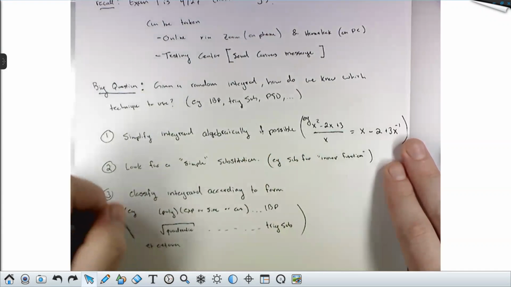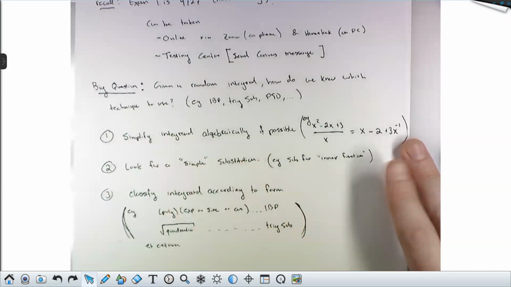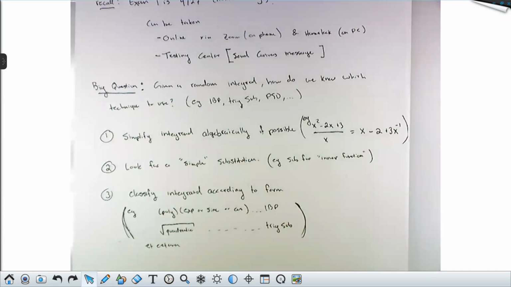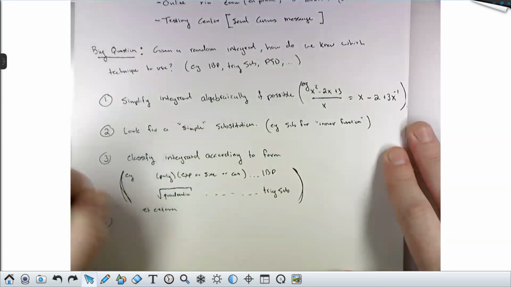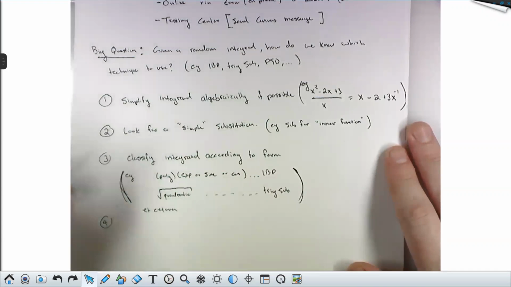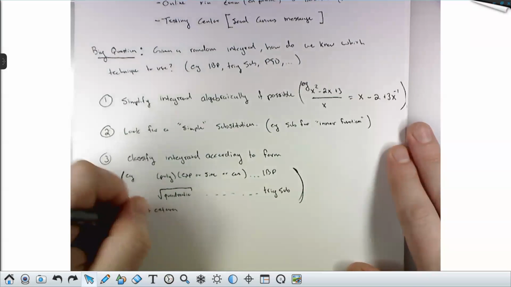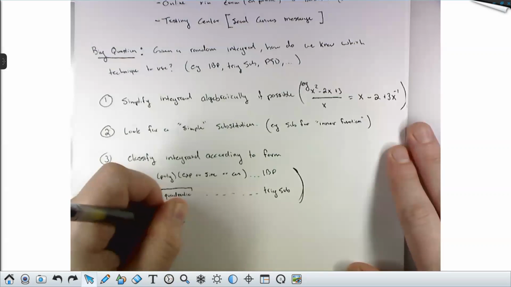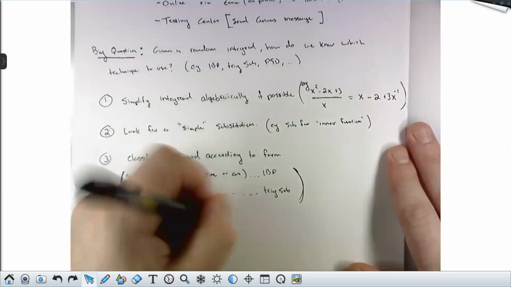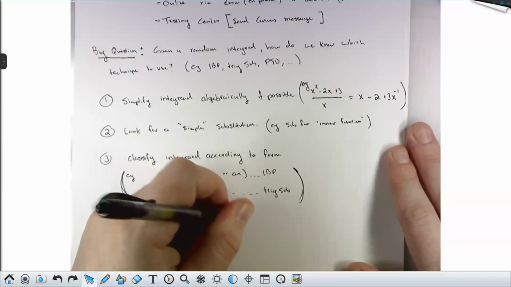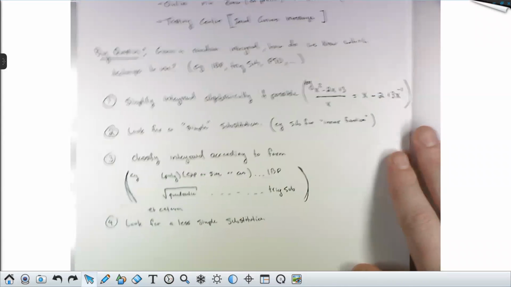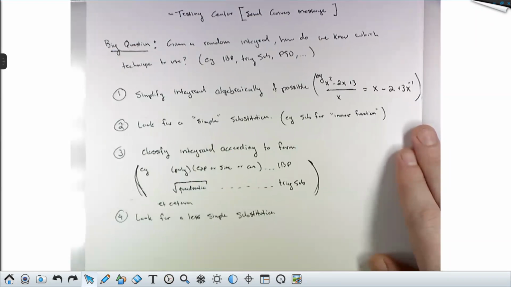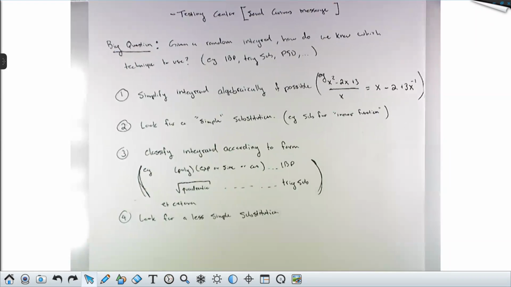Right, so try and see if that integrand looks like one of the integrands from the previous sections. Okay, and then you would apply that method. If none of this stuff appears to be working, then you want to look harder for a substitution. Look for a less simple substitution, maybe like a rationalizing substitution or something like that. All right, this is basically the gist of it.